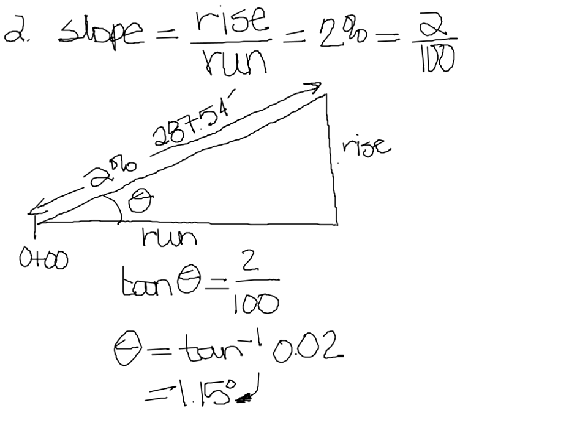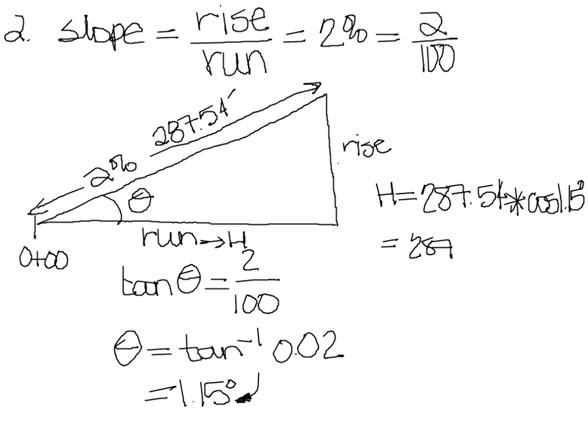So we need our horizontal distance. That's this down here, the run, right, which is H, our horizontal distance. H is equal to 287.54 times the cosine of 1.15 degrees. So H is equal to 287.48 feet.